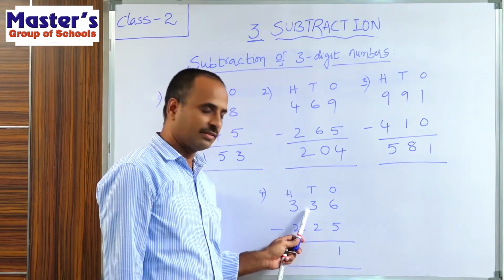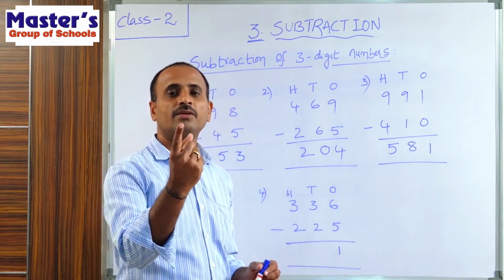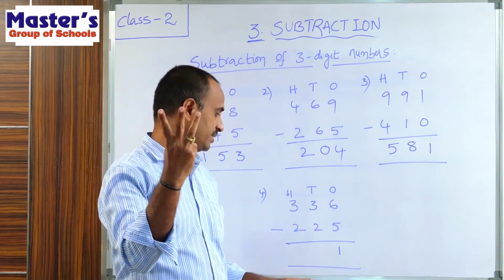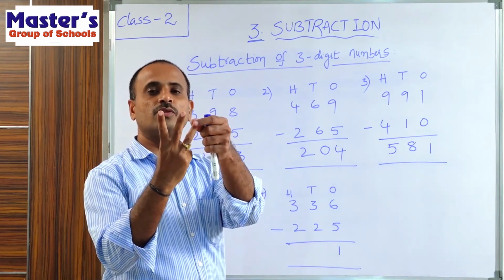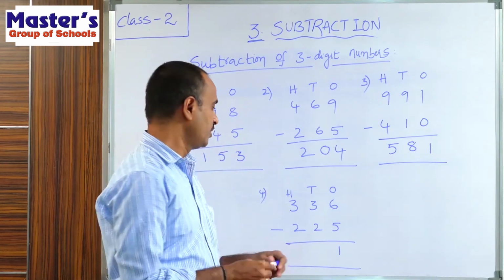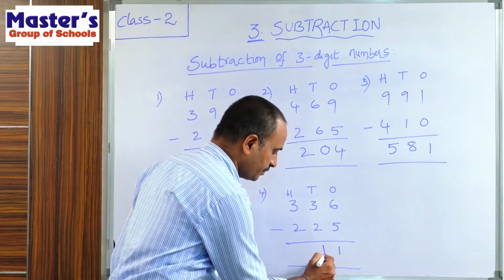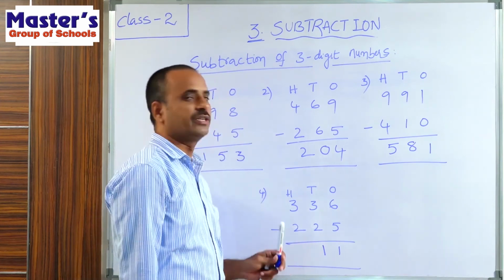What is the first digit? 3 is the first digit. So open 3 fingers of your hand. 1, 2, 3. So what is second digit? 2. So close 2 fingers in these 3 fingers. Close 2 fingers. 1, 2. How many fingers are left? 1 finger is left. So write 1 under tens place. So tens place is completed. Now go to hundreds place.